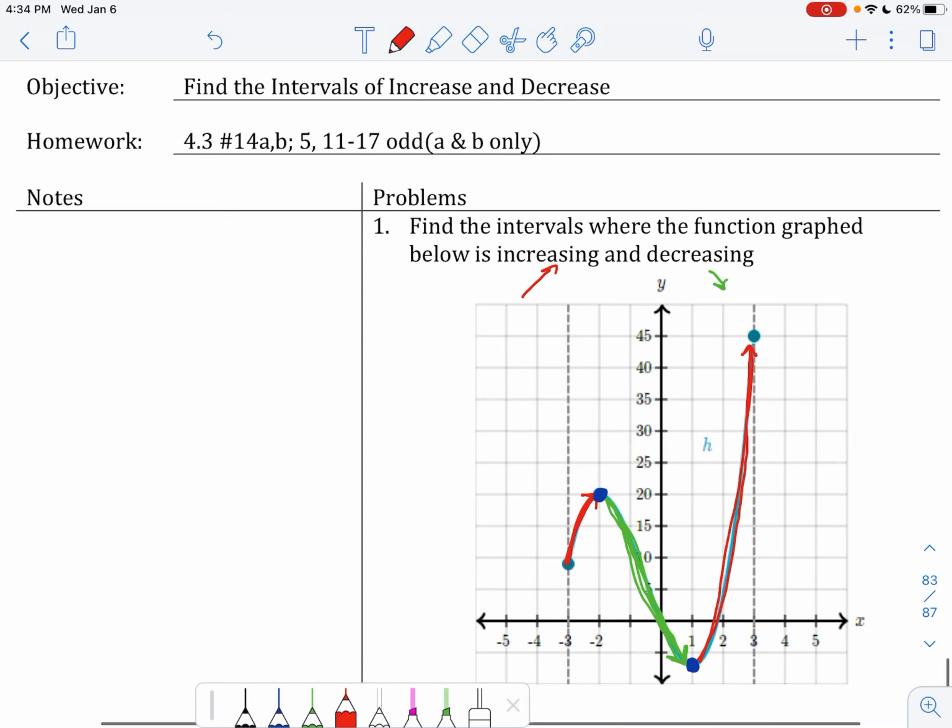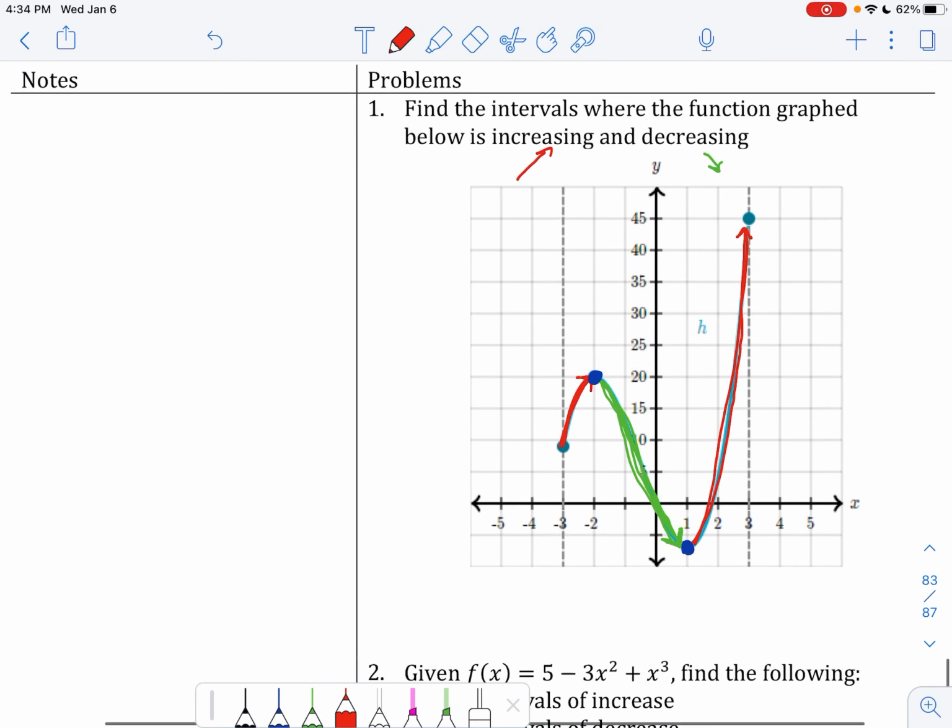So in this case, our increasing, and I just want to do a little bit of interval notation, increasing goes, we are always talking about x values, so x is going from -3 to -2. That's our ending of our first section. Union, so with the interval from x equals 1 to 3. So on this interval, the graph is going up as well as on this one.